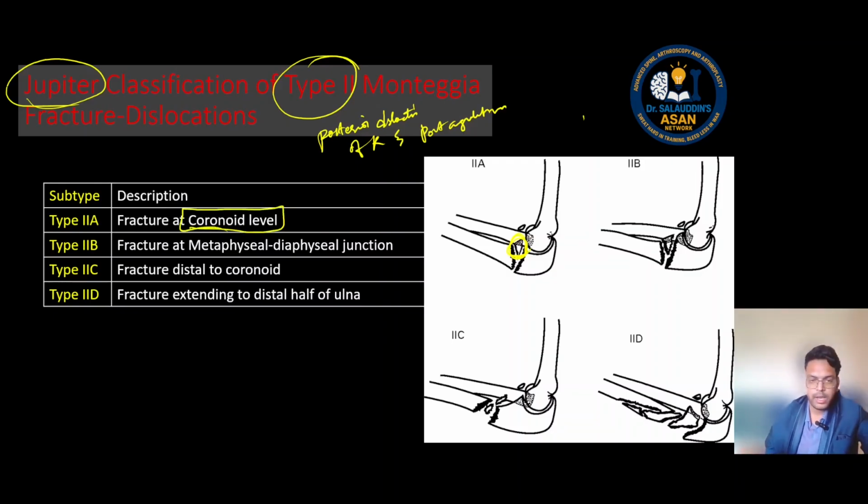2A is coronoid level. Then type 2B is when the fracture is at the metaphyseo-diaphyseal junction. When it is distal to the coronoid, then it is type 2C. When the fracture is extending into the distal half of the ulna, it is type 2D. These are the subcategories of type 2 Monteggia given by Jupiter.